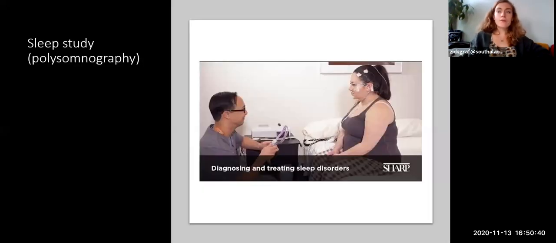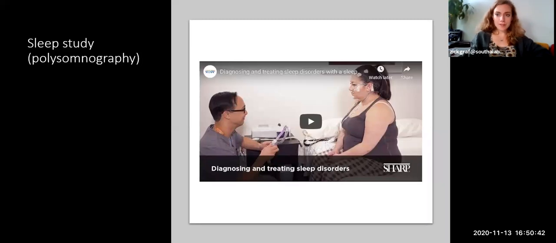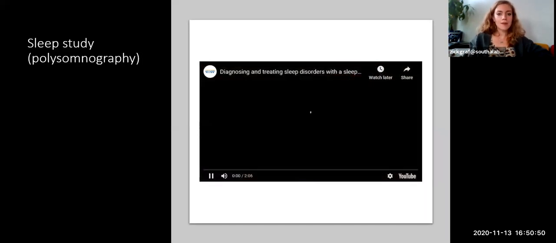Okay, so the main diagnostic tool for dysomnias to try to understand what's the cause of someone's excessive daytime sleepiness is what's known as polysomnography, or a sleep study.